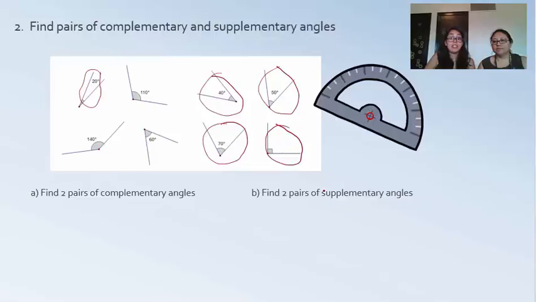Now let's try to find two pairs of supplementary angles. As Yadira mentioned, supplementary is equal to 180. For instance, 110 degrees plus 70 would give you a supplementary angle, which adds up to 180. And just for extra practice, 140, this angle right here, plus 40 gives you 180.